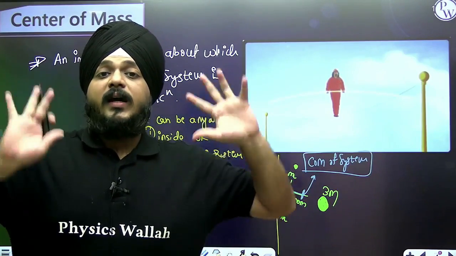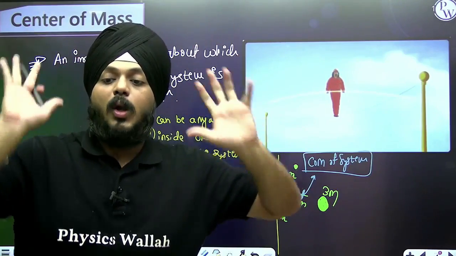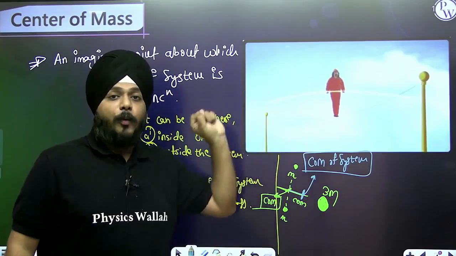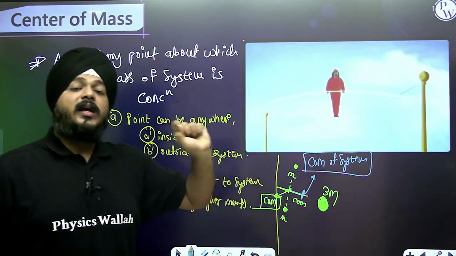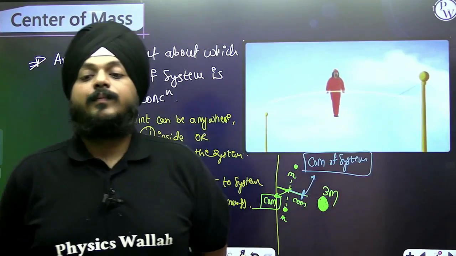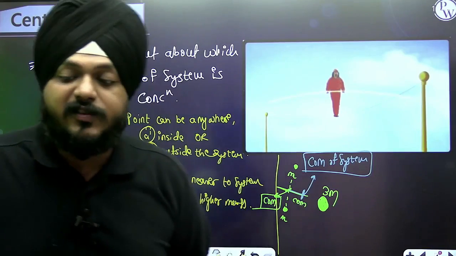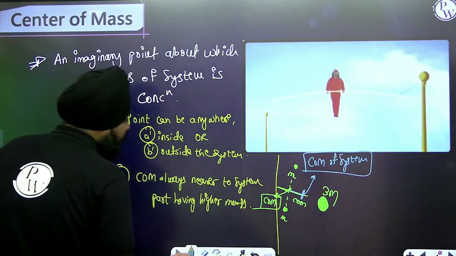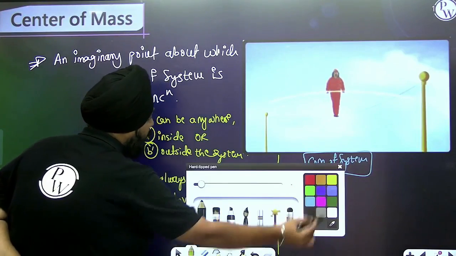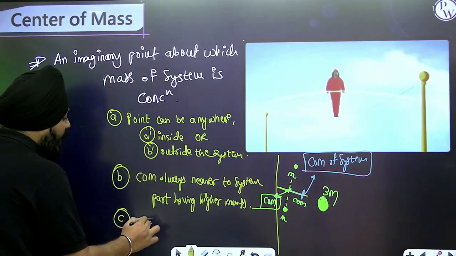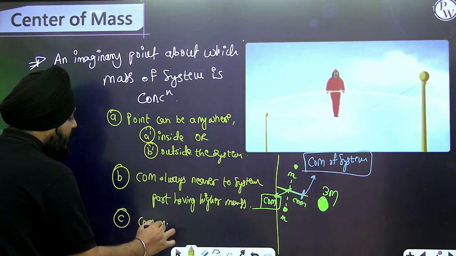I want to convey a very simple logic to you all. The center of mass point is an imaginary point. It always shifts toward the higher mass side. The third most important point, on which there is a possibility for an MCQ to come up in an examination, is the center of mass point, COM.